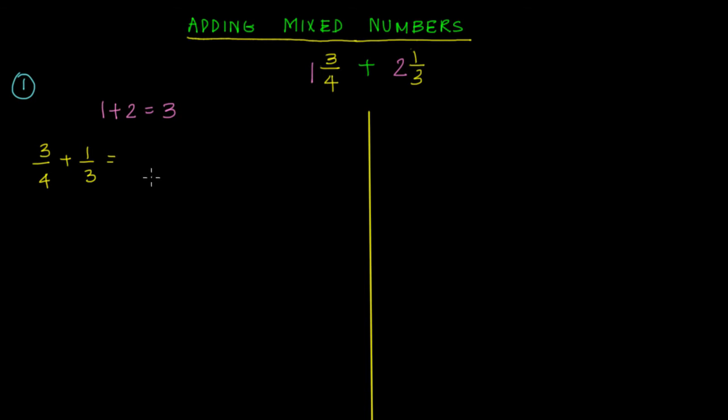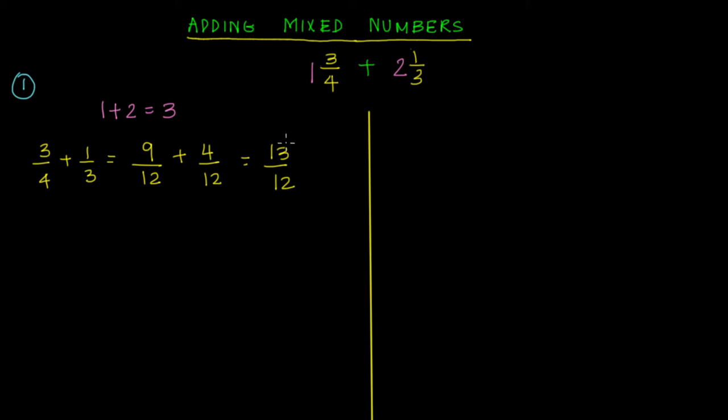We have to find a common denominator. The least common multiple for 4 and 3 is 12. So 3/4 is the same as 9/12 plus 1/3 is the same as 4/12. And now we can simply add these two numbers. So 9/12 plus 4/12 is 13/12.